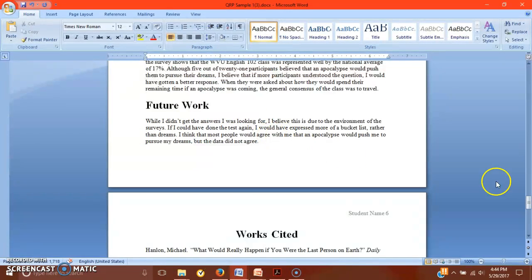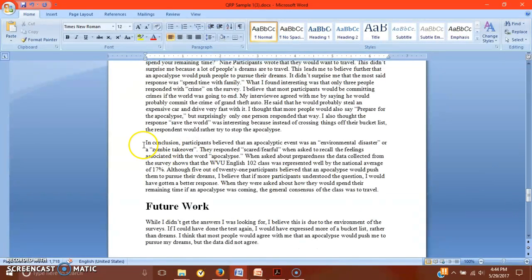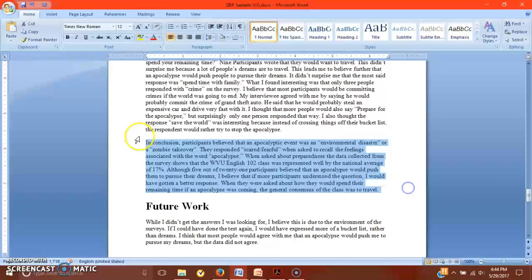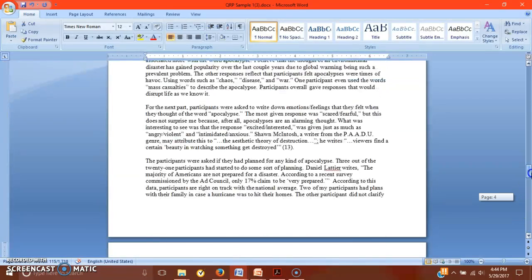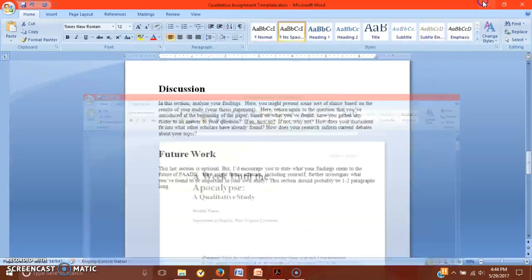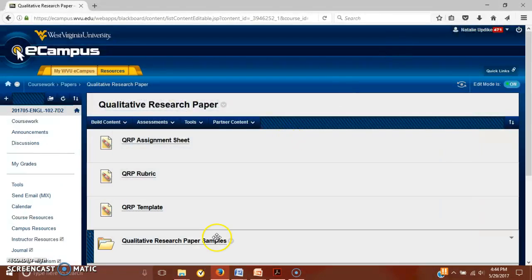I would say expand on this a little bit more. And this was the consensus paragraph I was just talking about, the conclusion. Okay. Then he cited everything correctly. It looks really good. All right. So that's how you do the template.